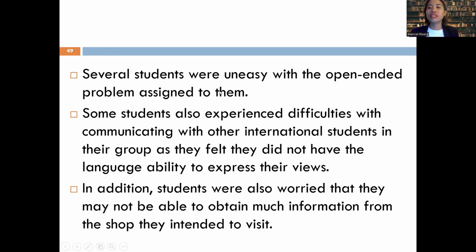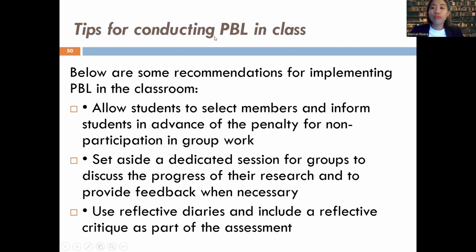And several students were uneasy with the open-ended problem assigned to them. And some students also experienced difficulties communicating with other international students. So they did not have the language ability to express their views. And in addition, students were also worried that they may not be able to obtain much information from the shop they intended to visit.